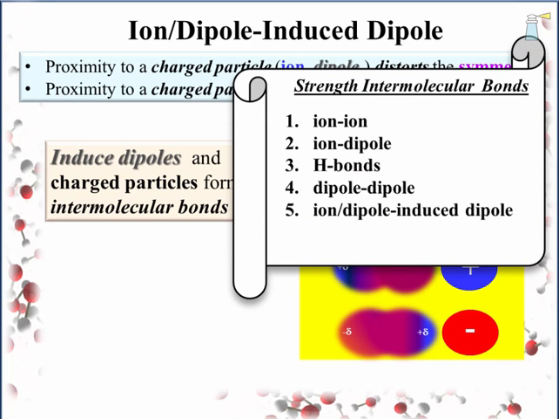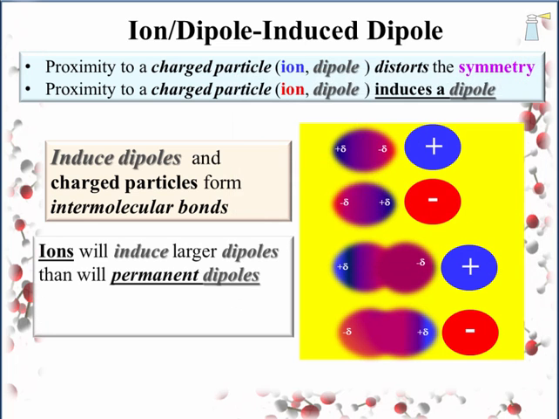The strength of the bond is related to the strength of the induced dipole, which itself is related to the strength of the permanent charge on the particle. Therefore, ions with their full charge will induce larger dipoles than will permanent dipoles. The size of the induced dipole is proportional to the size of the permanent or full charge. Since a full negative charge is much larger than a permanent dipole, an anion will induce a larger dipole. Likewise, a full positive charge is much larger than a permanent dipole, and a cation will induce a larger dipole.